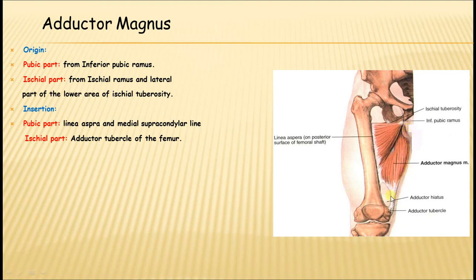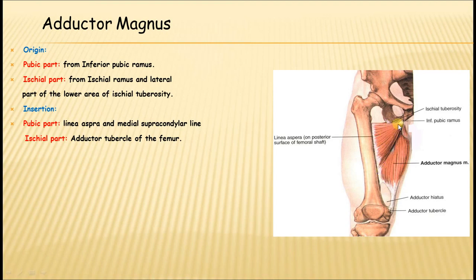The ischial part arises from the lower area of the ischial tuberosity and is inserted into the adductor tubercle, and there is an opening or a hiatus between the insertion of the adductor part and the ischial part. That is the osteoaponeurotic opening. Apart from that, the adductor magnus is also pierced by the perforating arteries from the profunda femoris, especially the second, third and fourth perforating arteries. They pierce this adductor magnus muscle.